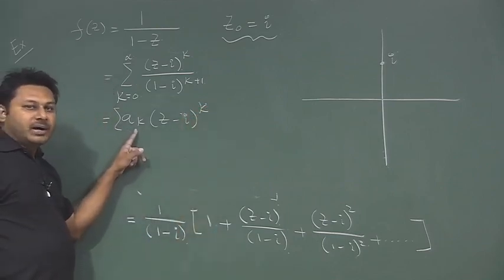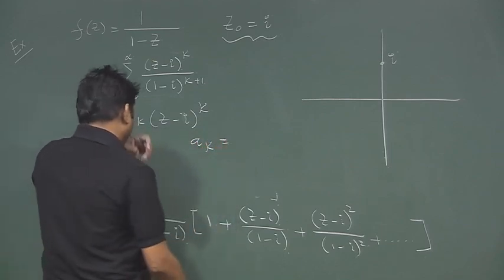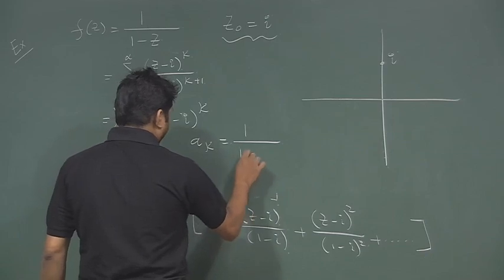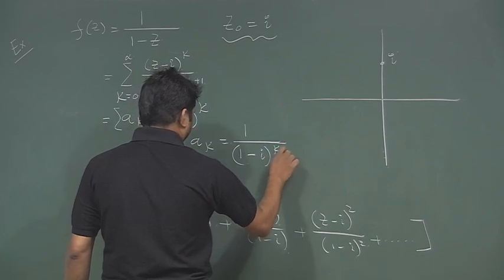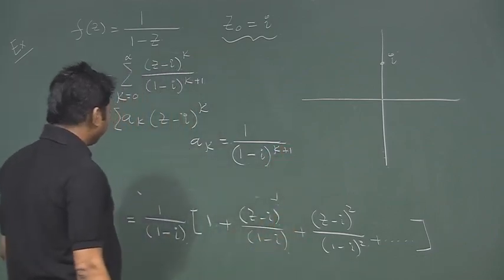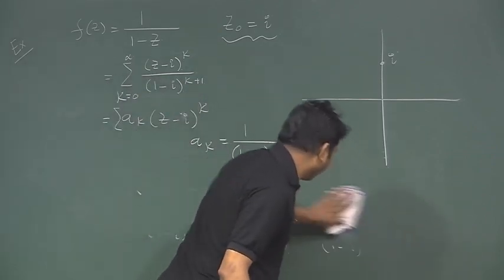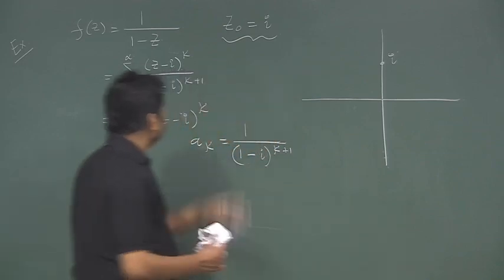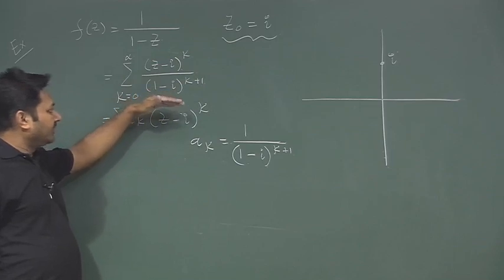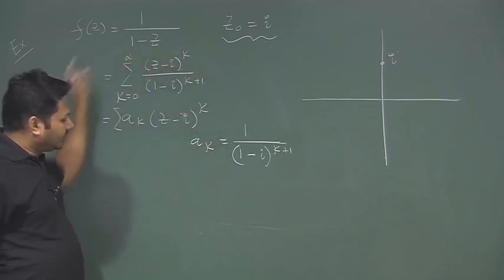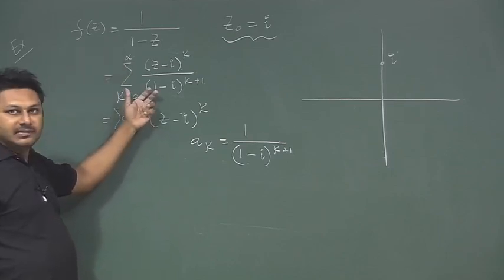That means, I can now find what is my a_k. a_k is 1 divided by (1 minus i) to the power of, say, k plus 1. This is my a_k. So, now once I have a_k, the next thing is that I can expand this function around point z0 equal to i, that is true. But I need to know the radius of convergence also, because I can't expand this over the entire region. There is a restricted region in which I can expand this in terms of Taylor series, that is the point.